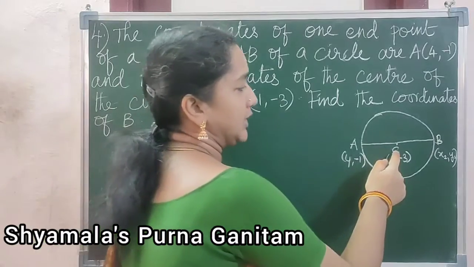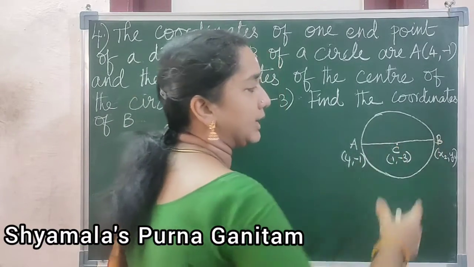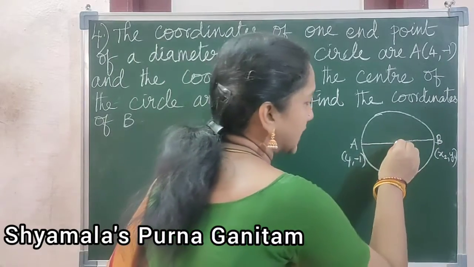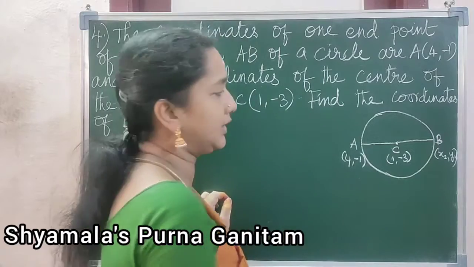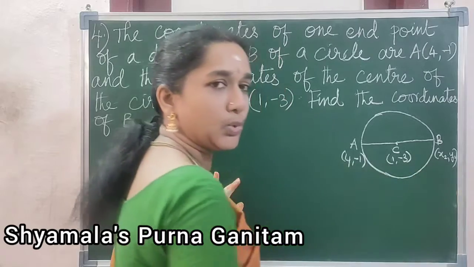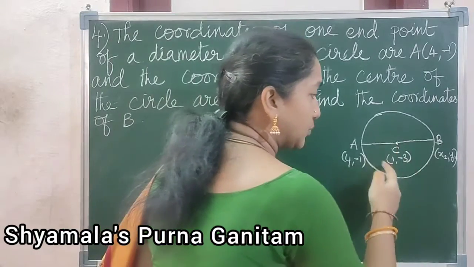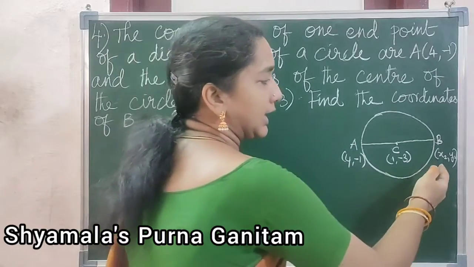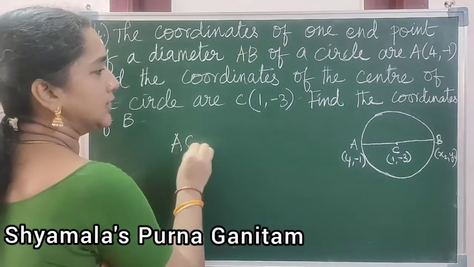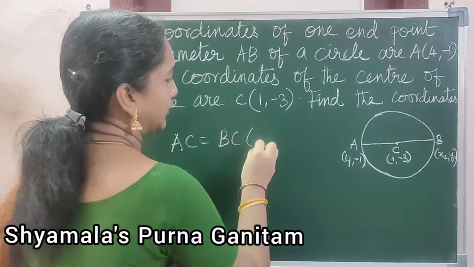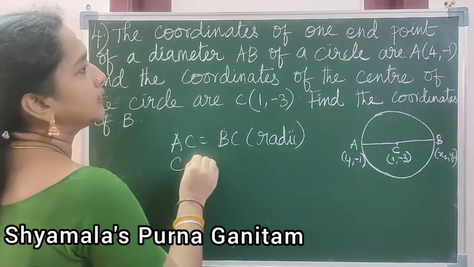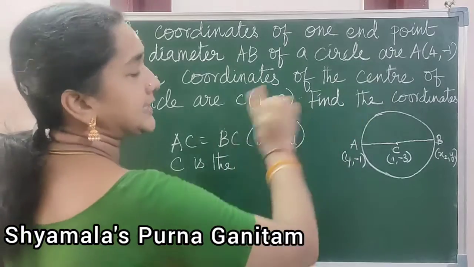So you are asked to find the coordinate point of this one. We know that if C is the center point, AC and BC are the radius of the circle. So the point C will be the center of that circle. If you use the midpoint formula, x1 plus x2 by 2, y1 plus y2 by 2, and equate it with 1, minus 3, we'll be getting the coordinates of B. Okay. AC is equal to BC. You have to write that it is the radius. So C is the center of the circle.